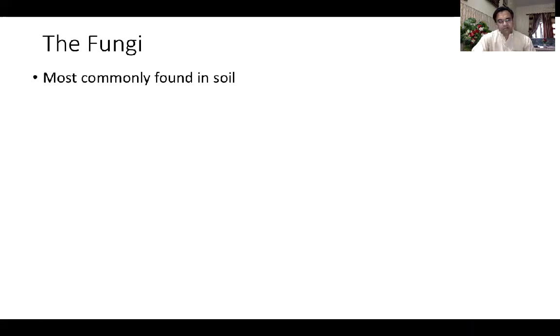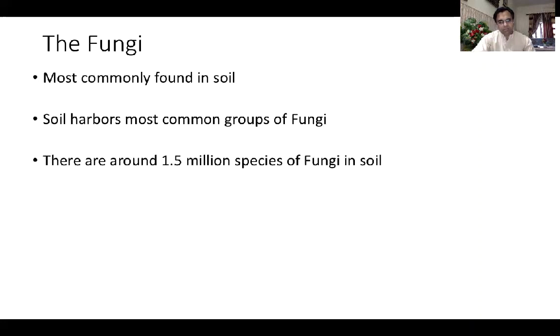As I said, soil is a kind of habitat where fungi are common, and they are habitual to this kind of environment because of their high growth. The most common groups of fungi present in soil we will be discussing in coming slides. There are around 1.5 million species of fungi that have been reported in soil.